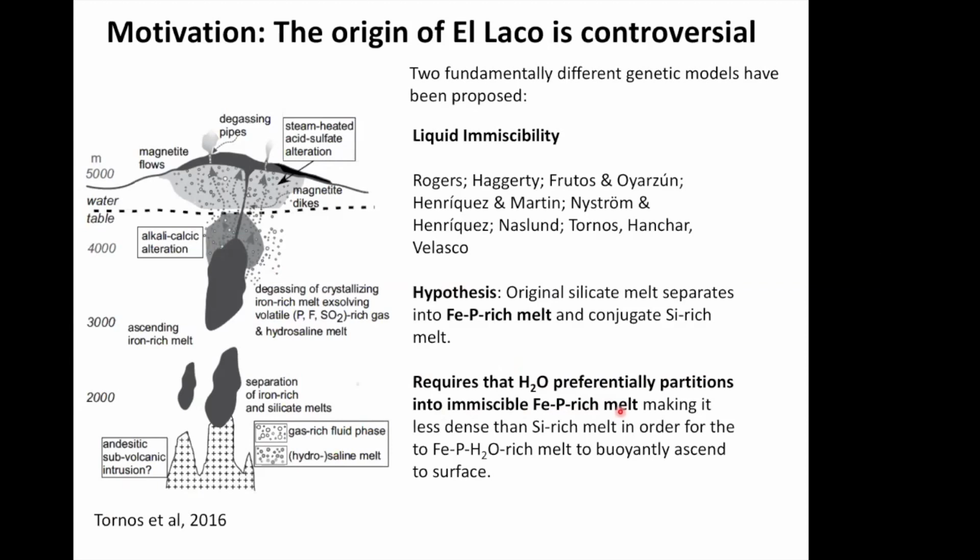And so under gravity and density, the iron-rich melt should sink and the silica-rich melt, which should retain the water, would float. But the model for liquid immiscibility actually proposes the reverse. It proposes that water enters preferentially the iron-rich melt, which allows the iron-rich melt to ascend because the addition of water lowers its bulk density, and the silica-rich melt would not have water, and so it would remain at depth.